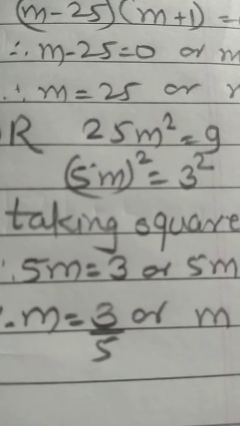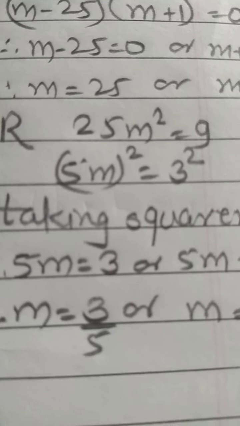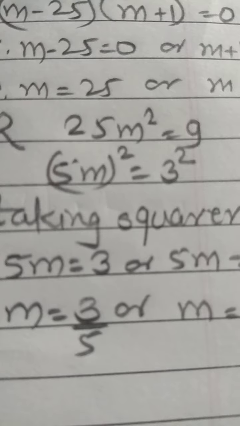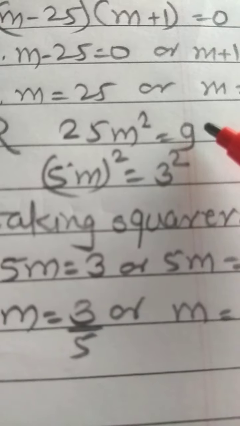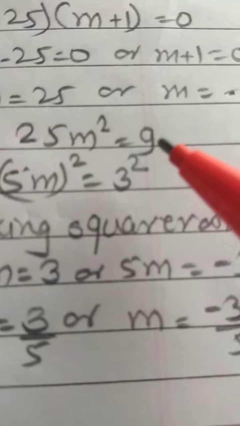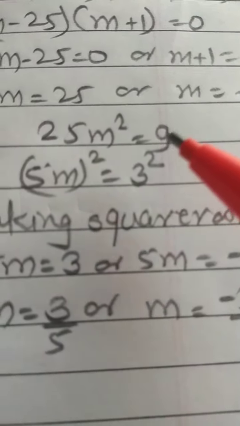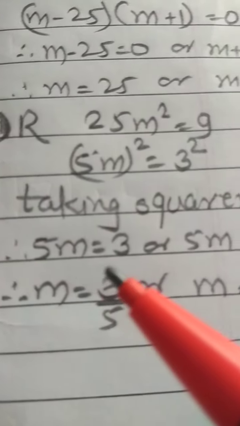We know that every real number has two roots, except 0. Okay. Every positive number has two roots, I will say. So this 9 has two roots, 3 or minus 3. Okay. 9 has two square roots, 3 and minus 3. Therefore, 5m should be equal to 3 or 5m should be equal to minus 3. m equal to now 3 by 5 or m equal to minus 3 by 5. Same is the answer from both the methods.